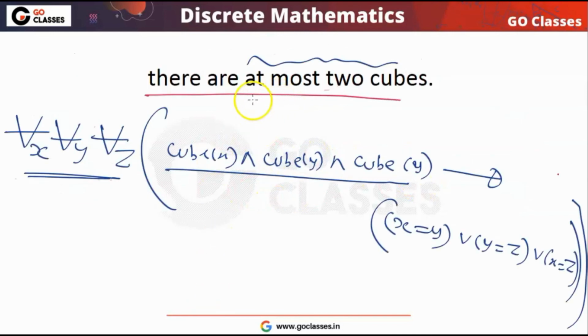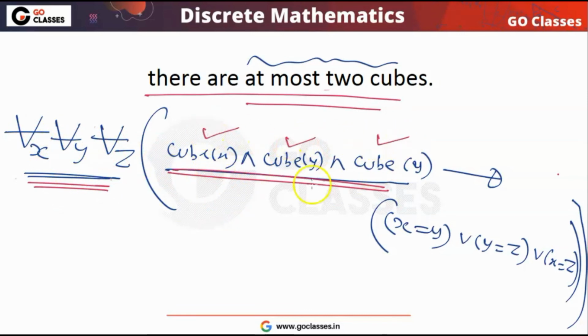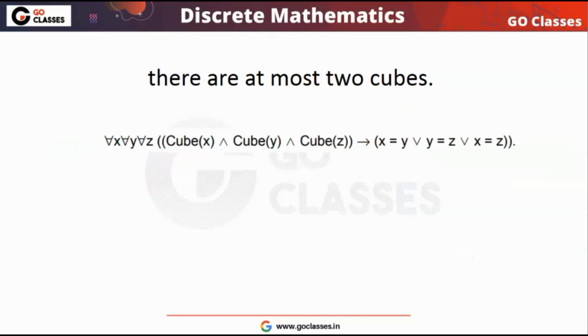Now here we are saying there are at most two cubes, means more than two must not be there. So if there are three, for all x, for all y, for all z, if x is cube and y is cube and z is cube, if all are cube, then what should happen? Then definitely at least two of them must be same. So x equal to y, or y equal to z, or x equal to z. So this is the meaning. Means there must be at most two cubes. Next example. So this is the idea.